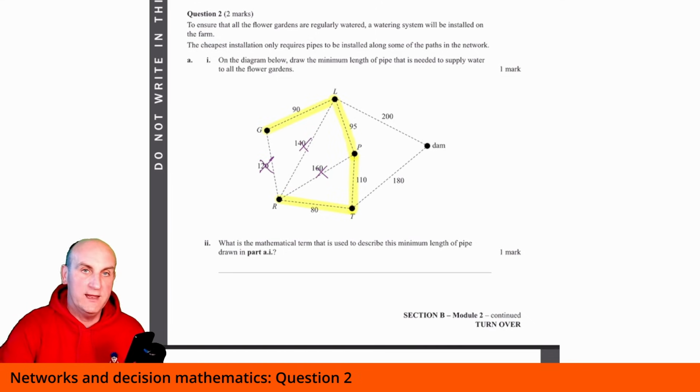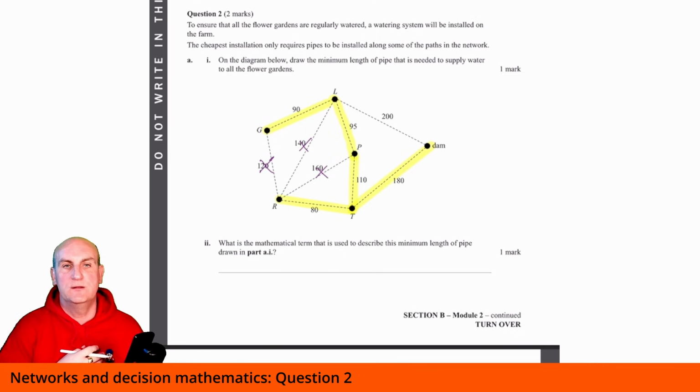And so I would then obviously just have my next biggest one from 140, 150, 160, 170, 180, which would be that one there. All right, so again, how many vertices do I have? 1, 2, 3, 4, 5, 6. I want one less edge, 1, 2, 3, 4, 5, and I'm fairly sure that that there would be my minimum length of pipe. Whew.